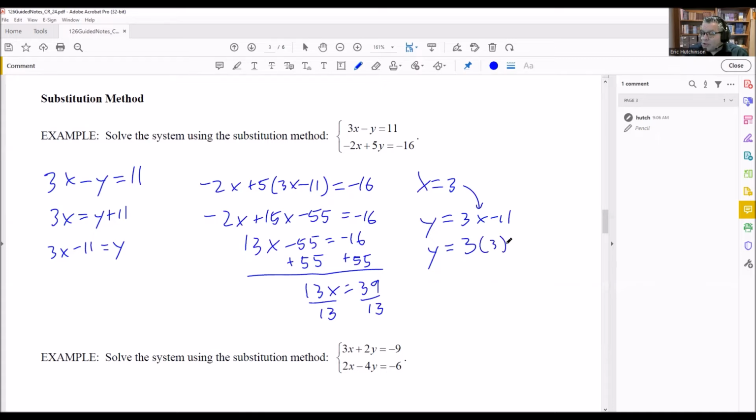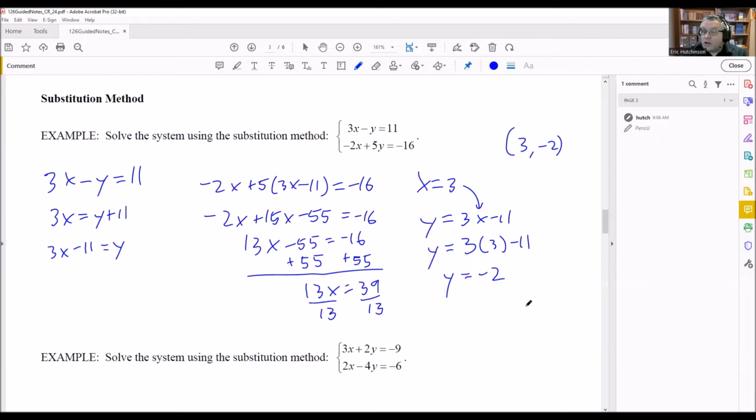And we get 3 times 3 minus 11. And if you work that out, you're going to get negative 2. So what you would put for the answer is 3 comma negative 2. Your answer needs to be a coordinate when you answer these kinds of questions. So that's how the substitution method works.